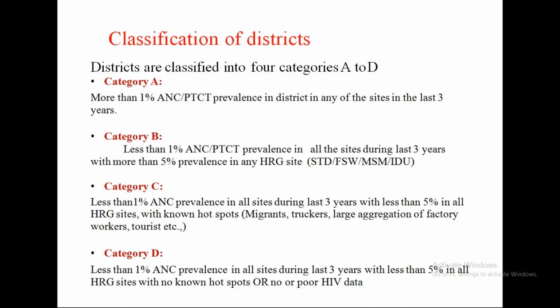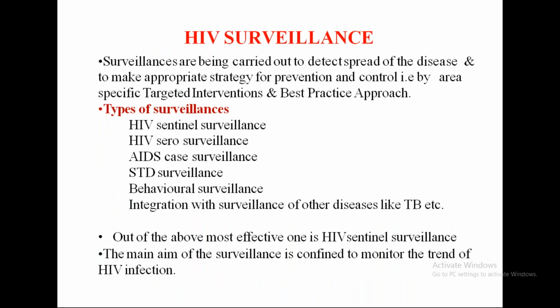HIV surveillance is nothing but identifying the risk factors, identifying the factors responsible for causing the disease. The continuous scrutiny of the factors which cause the disease in society, if you are monitoring them, is called surveillance. So surveillance is carried out to detect the spread of the disease and to make an appropriate strategy for prevention and control, that is by area specific targeted interventions and best practice approach.